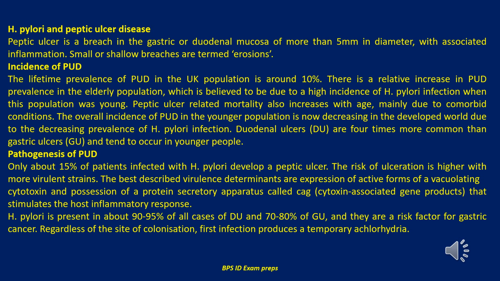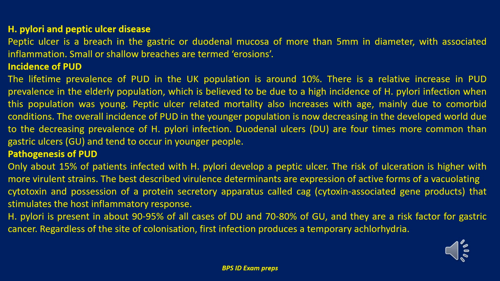Duodenal ulcers, also known as DU, are 4 times more common than gastric ulcers, also called GU, and tend to occur in younger people. We will now discuss the pathogenesis of PUD. Only about 15% of patients infected with Helicobacter pylori develop a peptic ulcer. The risk of ulceration is higher with more virulent strains.